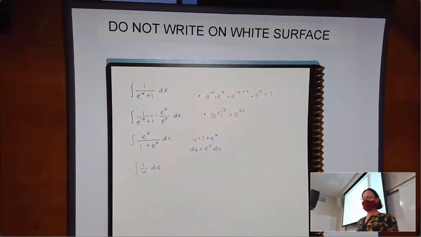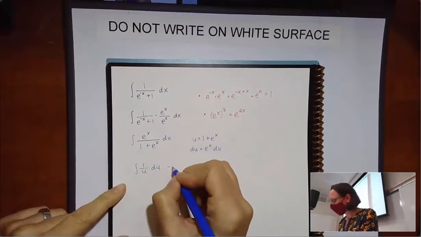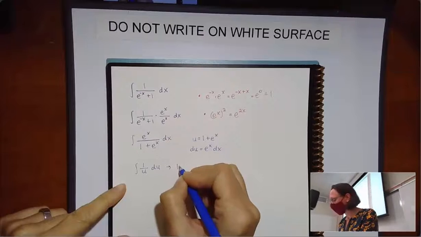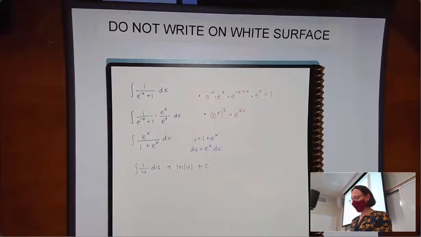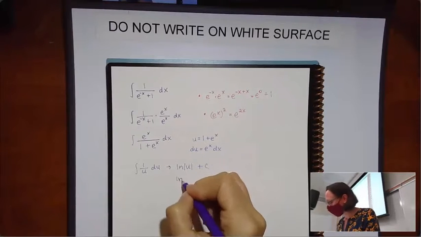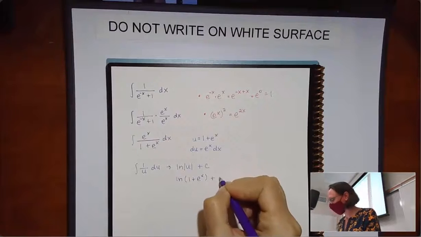And this is our special one, 1 over u du. The integral of 1 over u du, that tells me this is natural log. I'm looking at natural log of u plus a constant. And if we put that back into our original form, that would be natural log of 1 plus e to the x plus a constant.